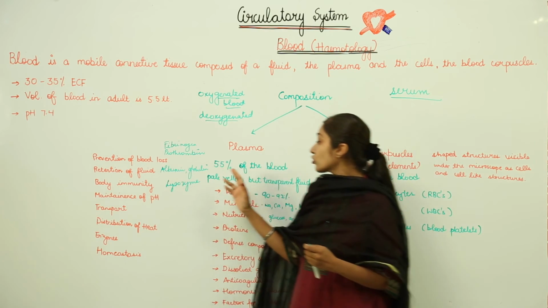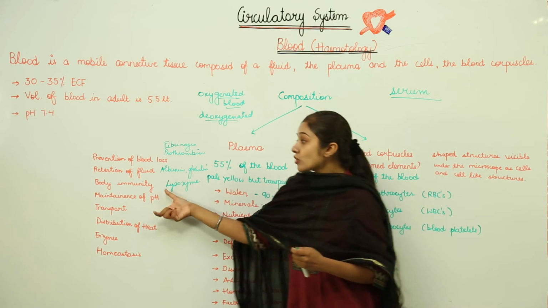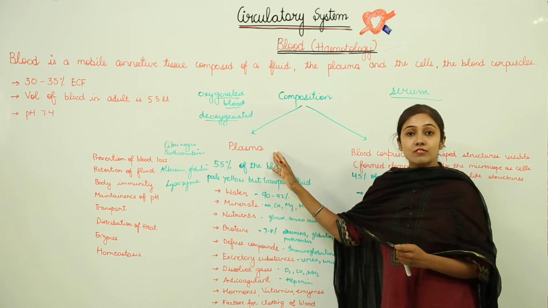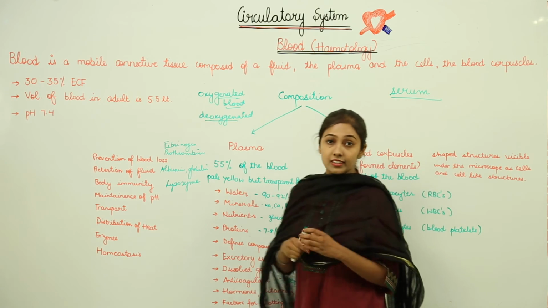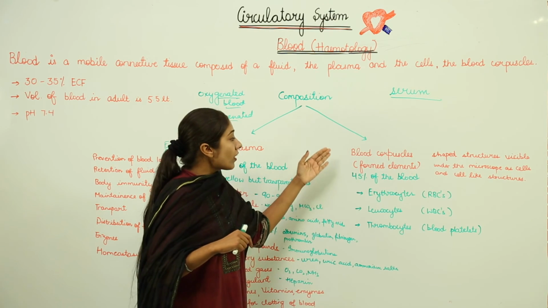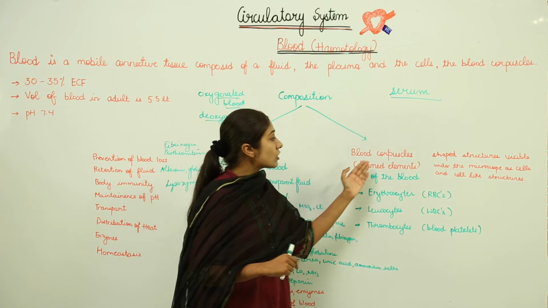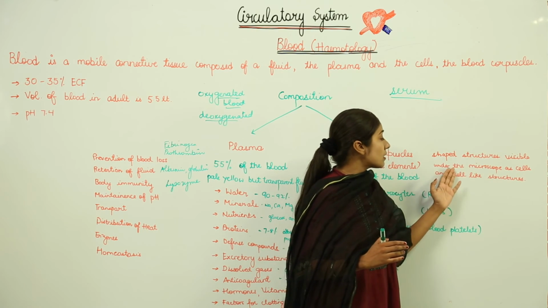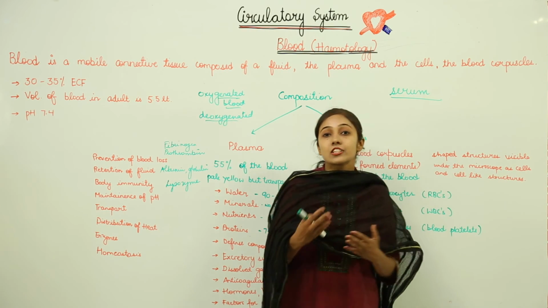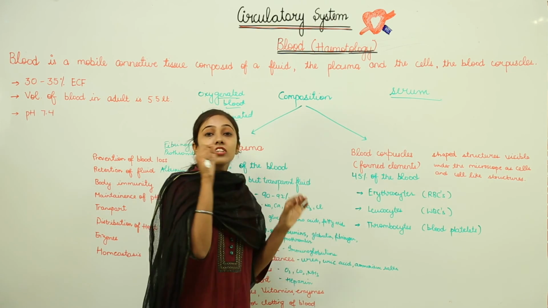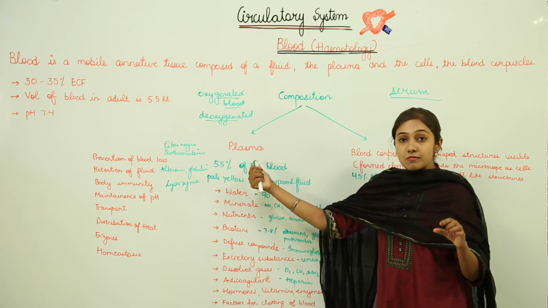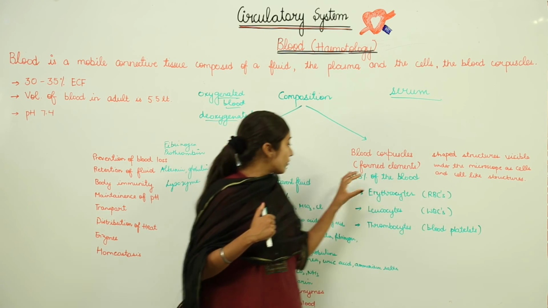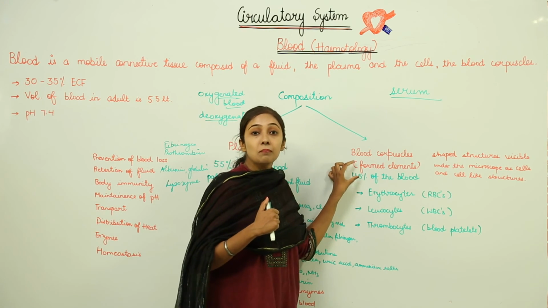So, I hope that the composition of plasma and the functions of the plasma are very clear to you. Now we have done the fluid part of the blood, that is the plasma. The next part is the blood corpuscles. What are blood corpuscles, or the formed elements? They are the shaped structures, meaning when we are talking about cells, they are the shaped structures visible under the microscope as cells, or you can say cell-like structures. They form the formed elements which are there in the fluid we called plasma, right? They form 45% of the blood, 55% is the plasma, 45% is the blood corpuscles.